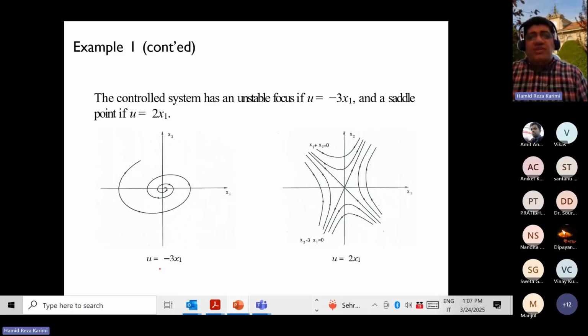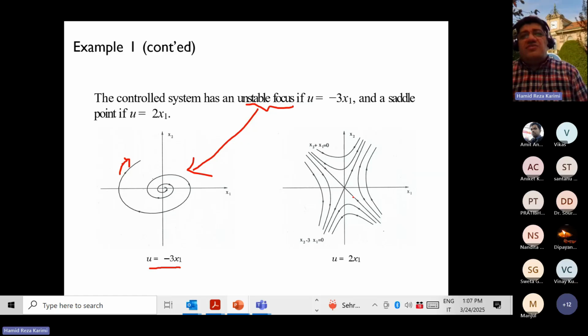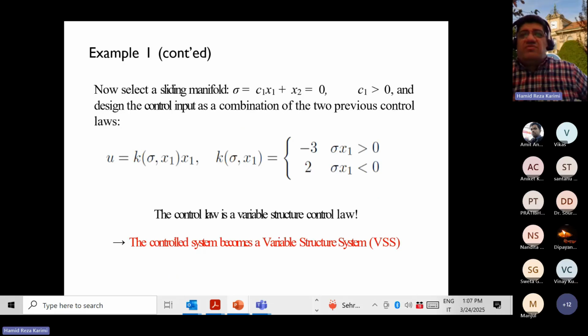If you look at the control signal u equals minus 3x1 and at this equilibrium point, you see that they are diverging to infinity, okay? And this means that you have this unstable focus for u equals minus 3x1. And for the case of u equals 2x1, you have such a saddle point. If you look at the state trajectories x1, x2 with the control signal u equals 2x1, you see that the state trajectories have such a behavior. This behavior is the saddle point, and this behavior is the unstable focus. These are the two behaviors you can see for the two different controls.